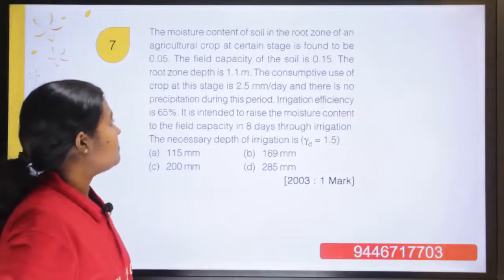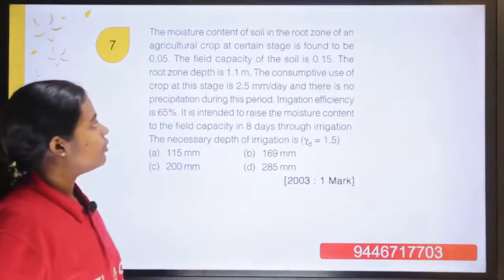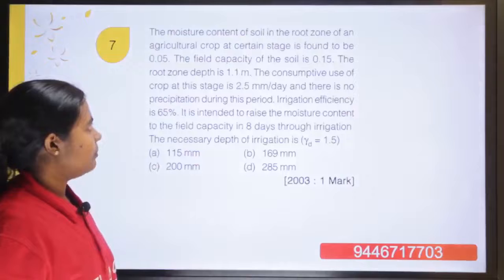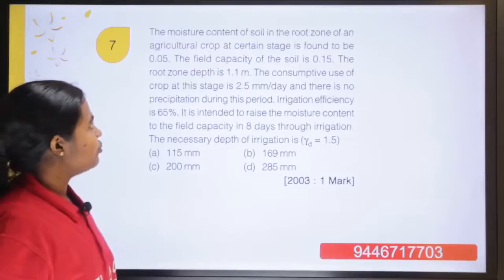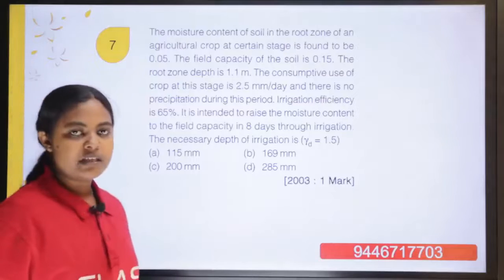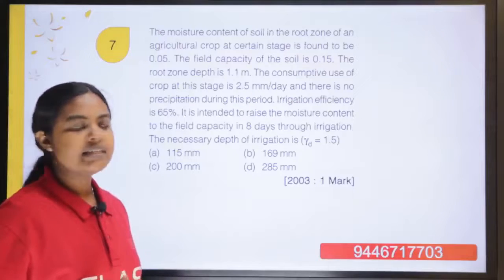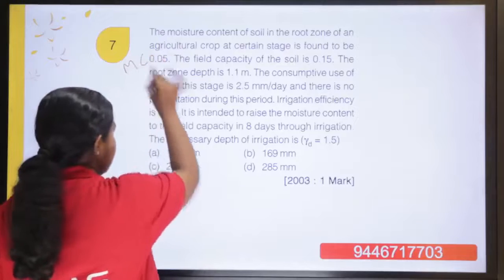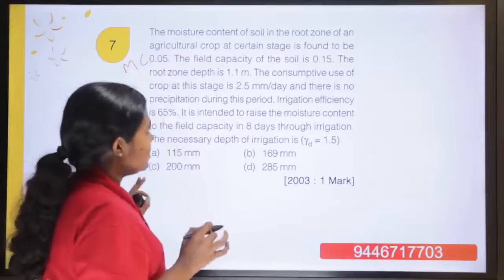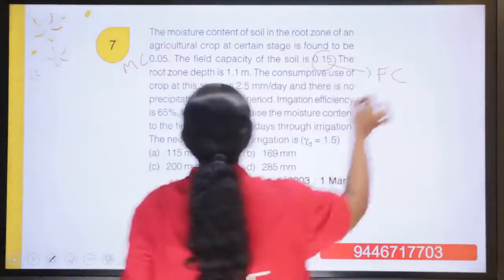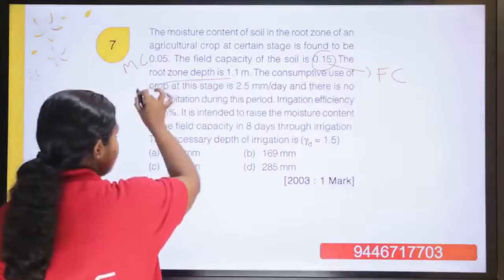Okay, next question. The moisture content of the soil in the root zone of an agricultural crop at a certain stage is found to be 0.05. At some particular stage the moisture content is 0.05. This is the moisture content in the plant. Now the field capacity is also given. This value is the field capacity.